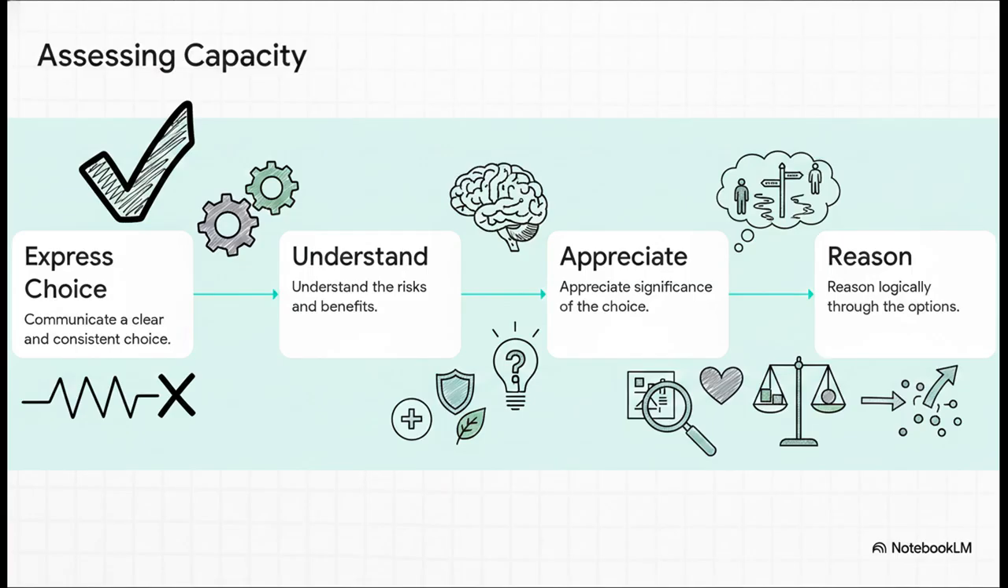First, the patient has to communicate a clear, consistent choice regarding their care. If their decision is inexplicably shifting from minute to minute, that's a huge red flag indicating a lack of stability. Second, they have to demonstrate a basic understanding of their medical diagnosis, the proposed intervention, and the alternative options. Third, they must appreciate the clinical consequences, meaning they truly grasp how this choice directly impacts their own health and life expectancy. And fourth, they have to engage in a rational manipulation of information, basically providing a logical, step-by-step reasoning process to justify their final choice.